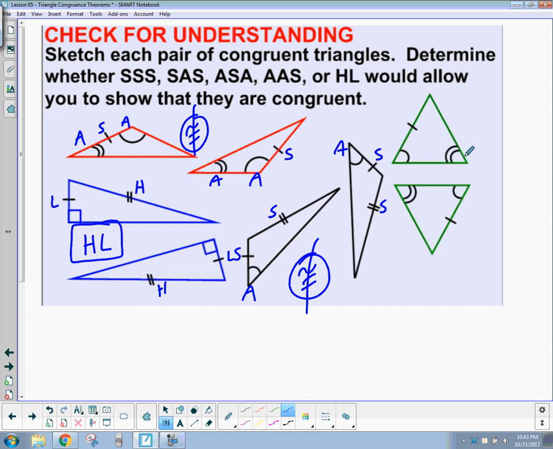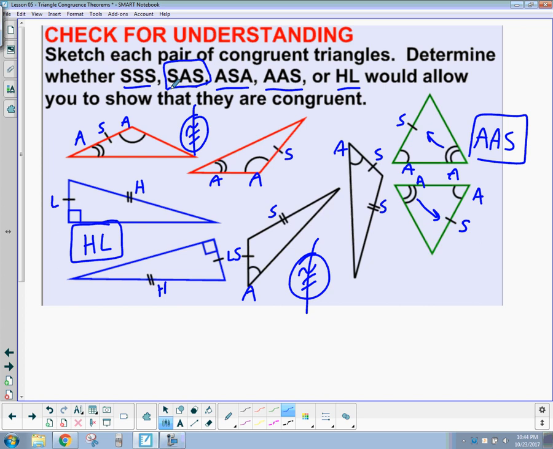Green, we have angle, angle, side. We have a side, angle, angle. The 2 half moons are opposite of the 1 tick mark. So we can argue that this is indeed angle, angle, side. Okay? Remember, we have 5 now. Look up here: side, side, side; side, angle, side; angle, side, angle; AAS; and HL. Last year, students loved calling this one SAS.